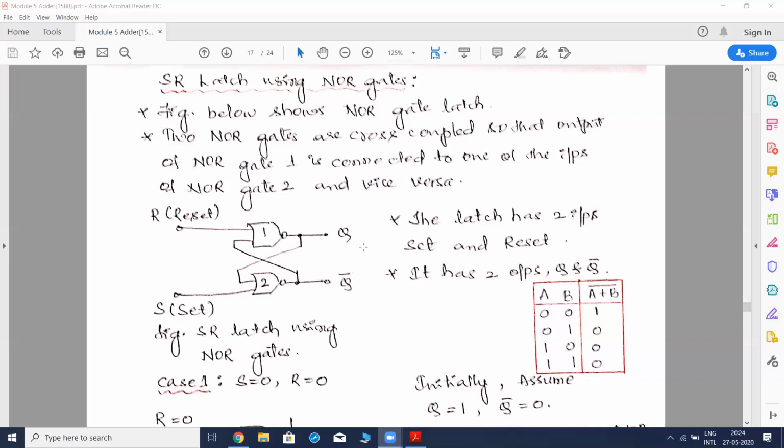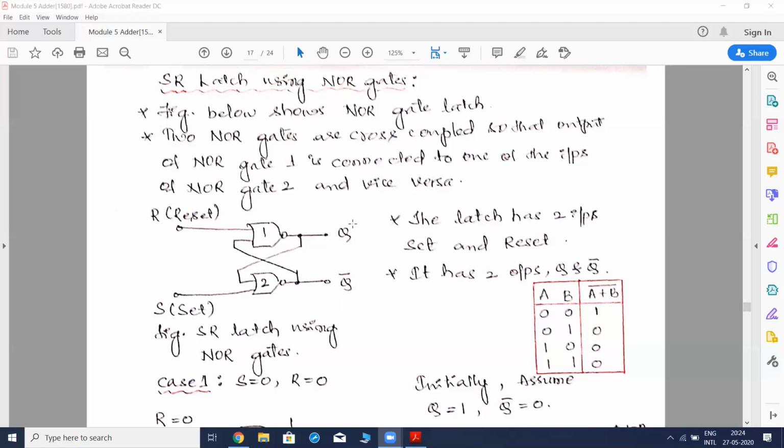Okay, so they are called Q and Q bar. And you could see that the condition from this is output Q and here is Q bar. That means we expect our outputs to be complement to each other. This is the condition a latch or a flip-flop has to satisfy. This is one of the conditions.